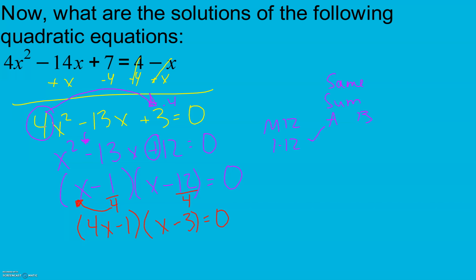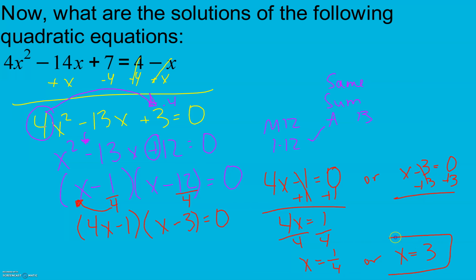Now, zero product property says the only way that we can multiply to 0 is if one of our factors was 0 or our other factor was 0. That's the only way we can multiply to 0, if one of the things we multiplied were 0. So if we set them equal to 0, we can solve to figure out what those values are. Here, 1/4 or 3. And we can plug those both back in to check, and they will work here.